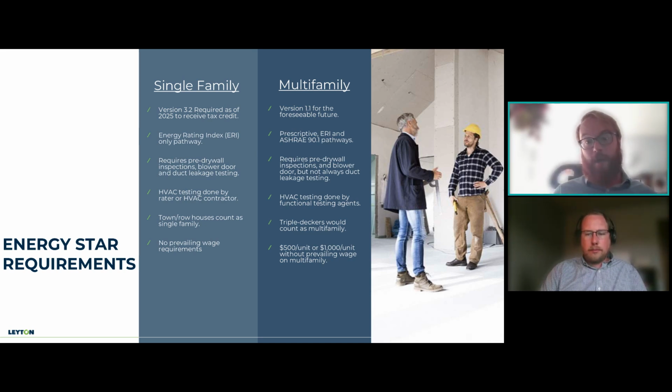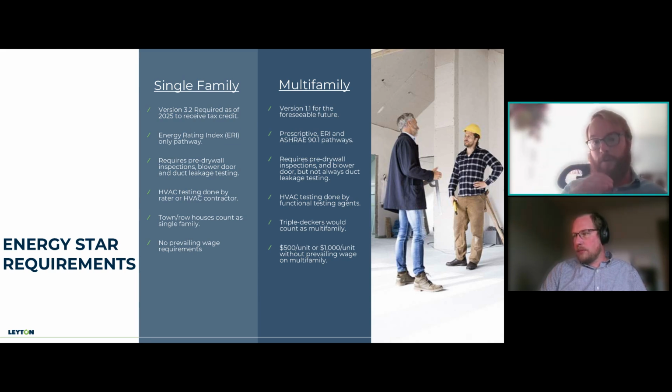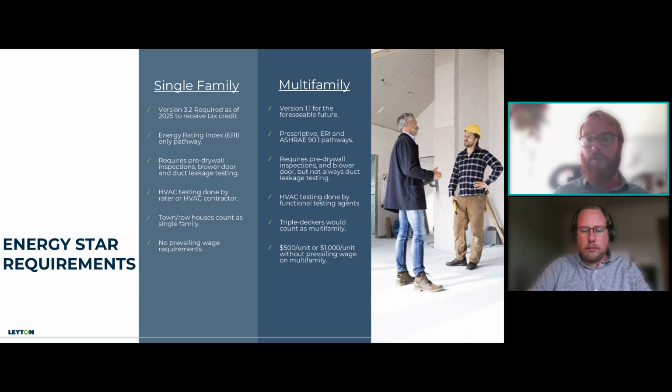The only way to do the energy modeling for it is what they call the Energy Rating Index, or ERI, pathway. Basically it gives you a score of 0 through 100. 0 is net zero, and 100 is an inefficient 2006 code building. It gives you a target number that you have to hit, and it requires a pre-drywall inspection to look at ductwork, insulation, and air sealing details before the drywall goes up. Then there's a final test out, where you do blower door and duct leakage testing, double check ventilation, and confirm the appliances that are installed.